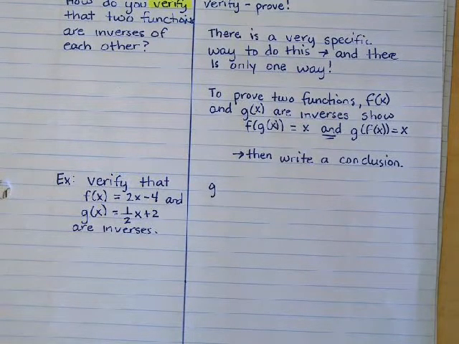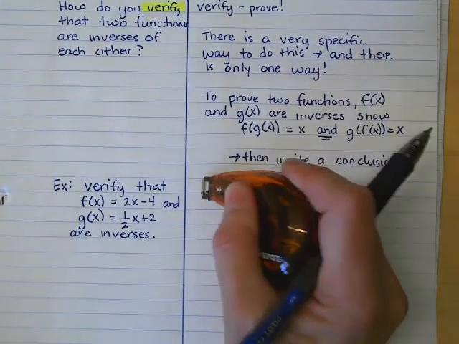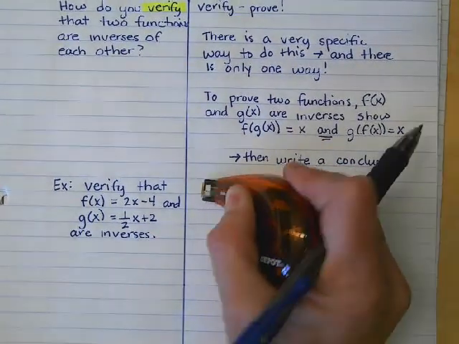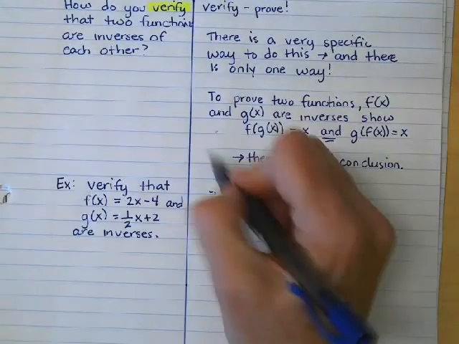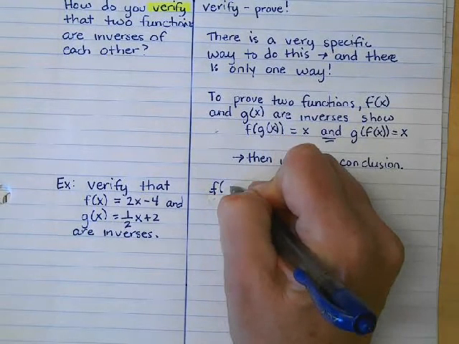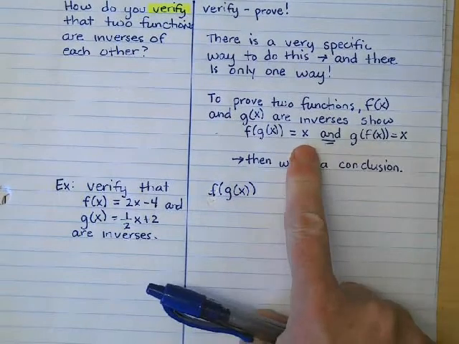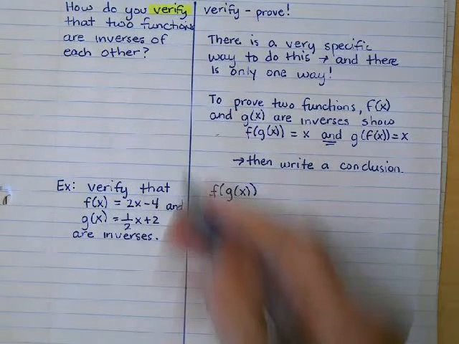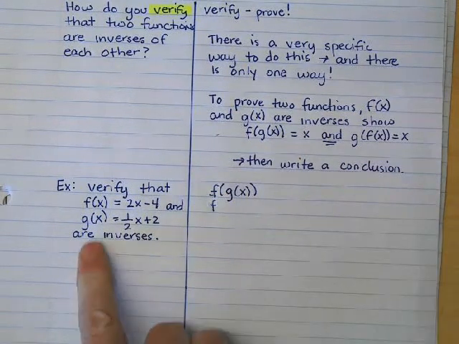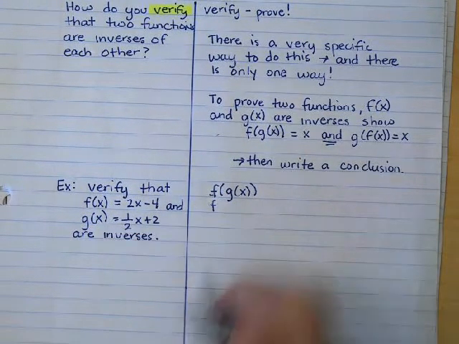Okay, so I'm going to label what I'm doing. And that means that I want you to label it as well. So first thing I'm going to do is I'm going to find f of g of x, and I have to show that that is equal to x. Okay, well, I know that g of x is 1/2 x plus 2.